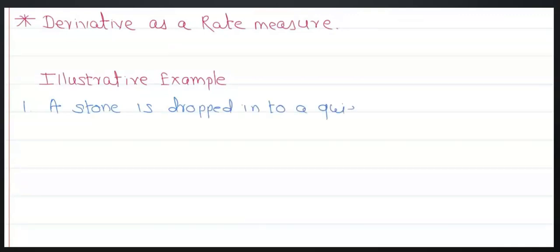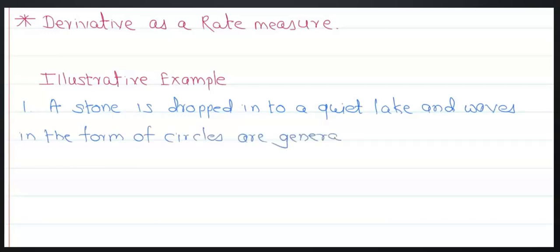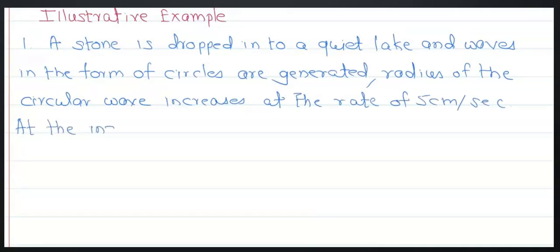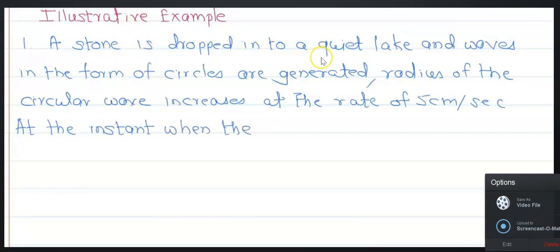A stone is dropped in a quiet lake, and waves in the form of circles are generated. The radius of the circular waves increases at the rate of 5 cm per second.